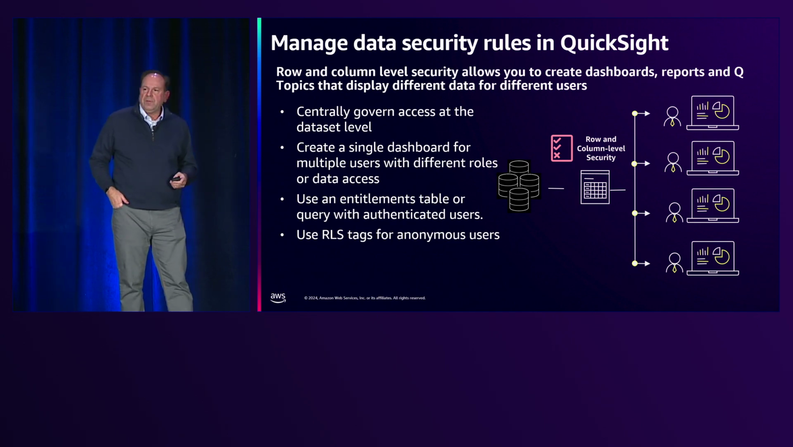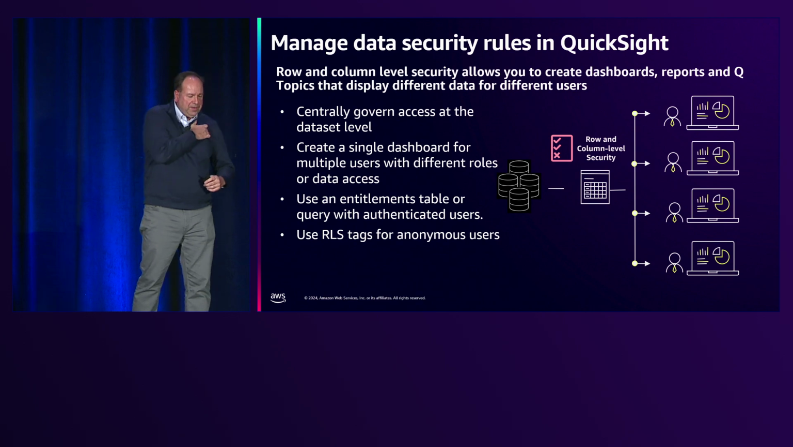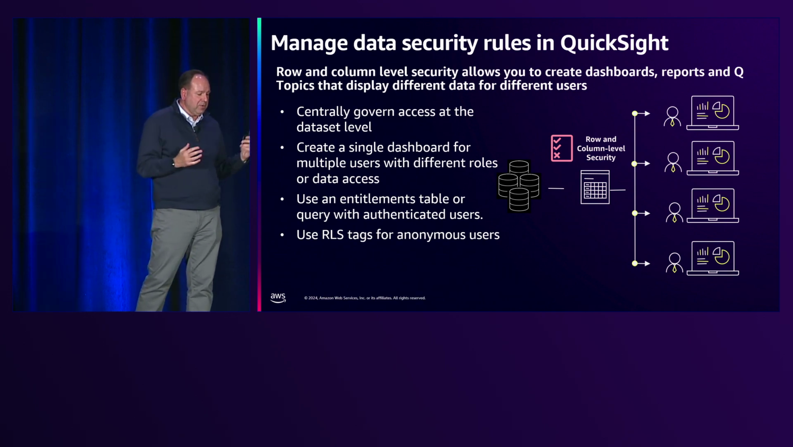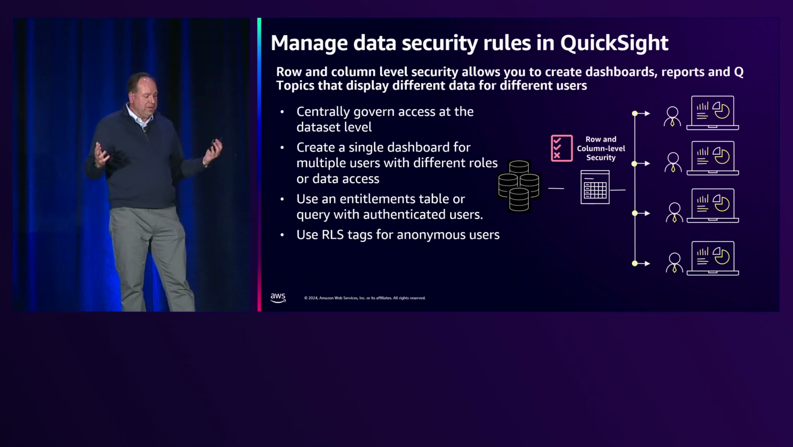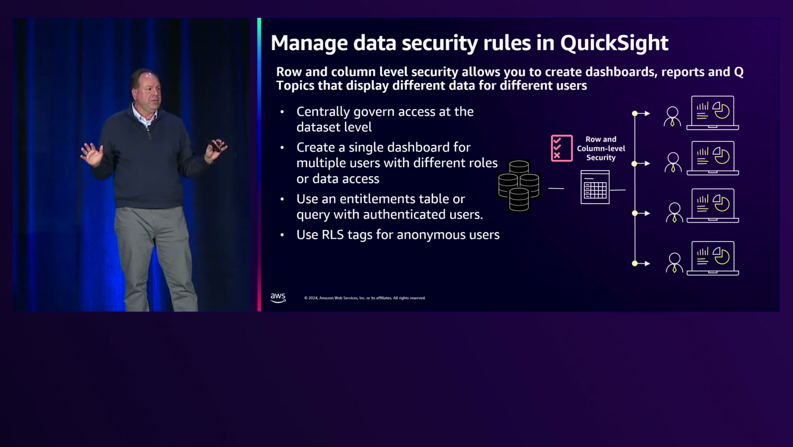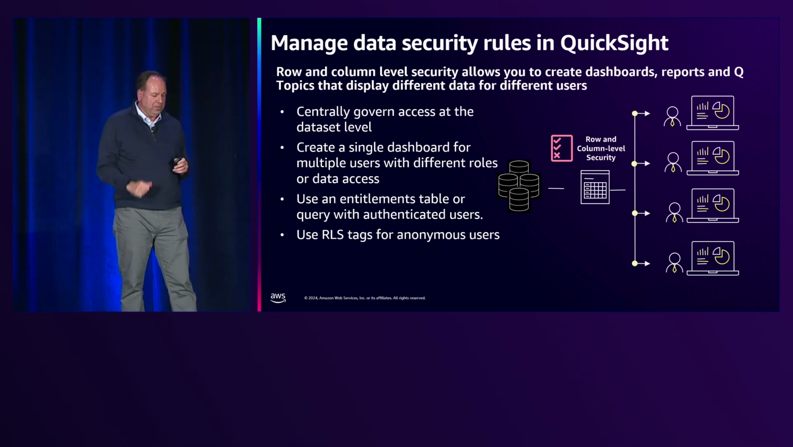So this allows you to, as you roll out these data sets with RLS and CLS, create a single dashboard for multiple users with different roles and different data access. To define these RLS rules, you use an entitlement table or you use a query that defines authenticated users. And then if you're not using registered users, you can use RLS tags for anonymous users.